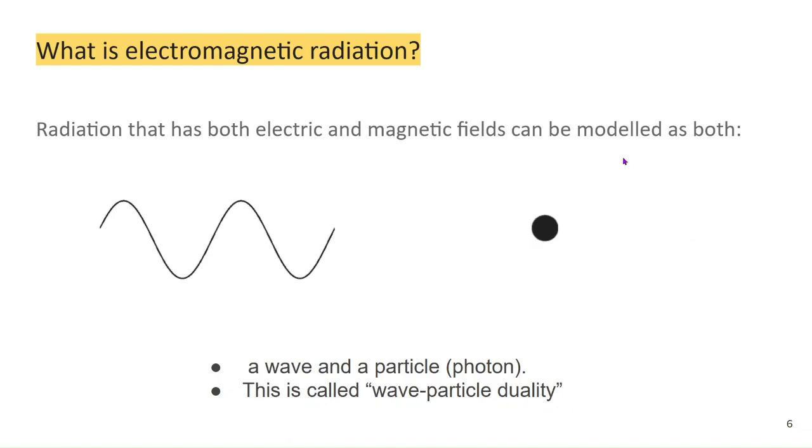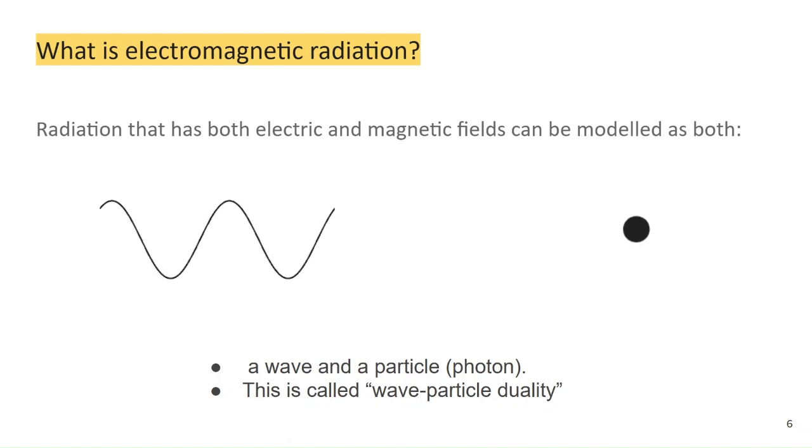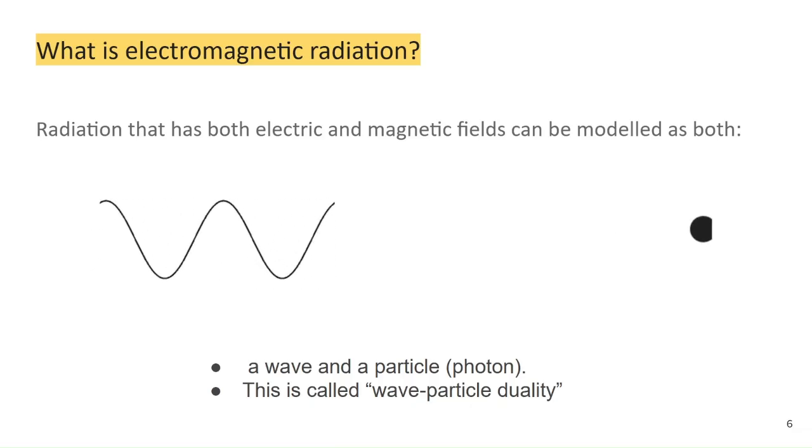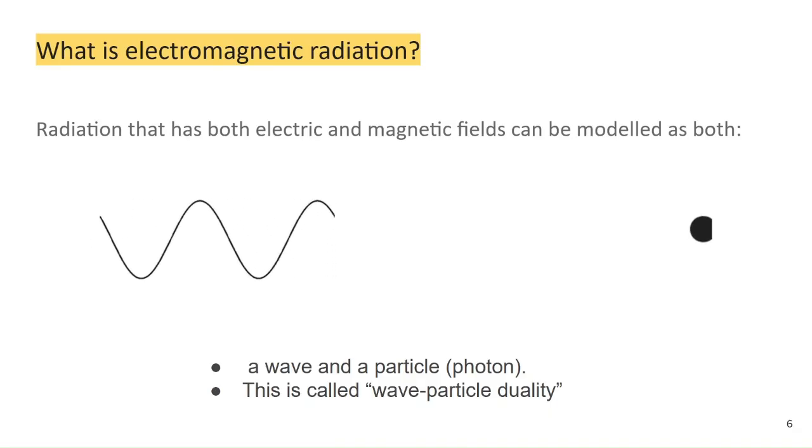So what is electromagnetic radiation? It is radiation that has both electric and magnetic fields and can be modeled as both a wave and a particle. This is called wave-particle duality.